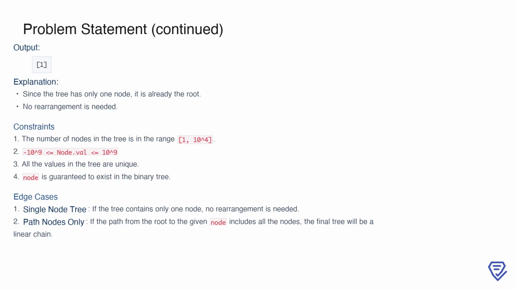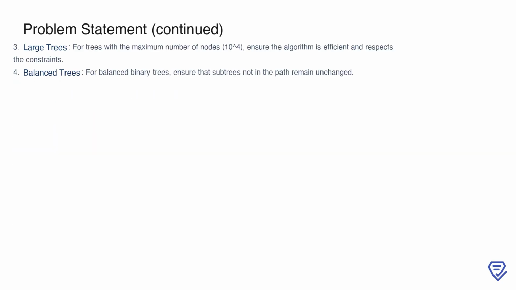Finally, let's discuss some important constraints and edge cases to keep in mind. First, the number of nodes in the tree can go up to 10,000, so the solution must be efficient to handle large inputs. For balanced binary trees, it's crucial to ensure that subtrees not part of the transformation path remain unchanged. Additionally, in cases where the path includes all nodes, the final tree will become a linear chain.